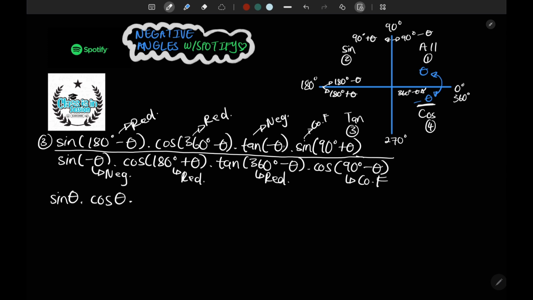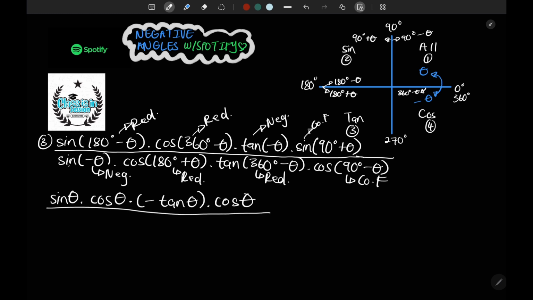Times tan negative theta, it's a negative angle. Let's look for negative theta on a cast diagram. There's negative theta. It's in the fourth quadrant where tan is negative, so this should be minus tan theta in a bracket. Multiplied by sine 90 degrees plus theta. Let's look for 90 degrees plus theta on a cast diagram. There's 90 degrees plus theta. It's in the second quadrant where sine is positive, so your answer should be cos theta, as it's a cofunction.